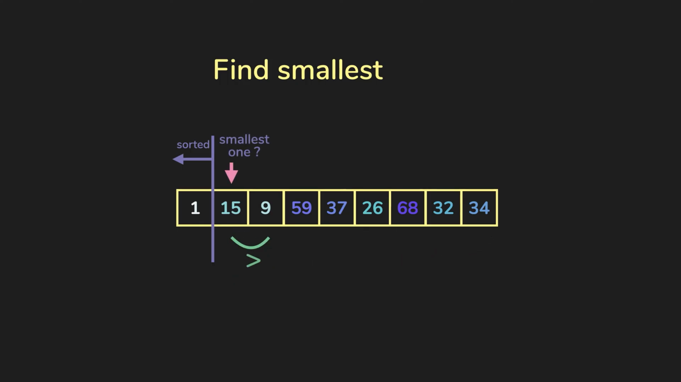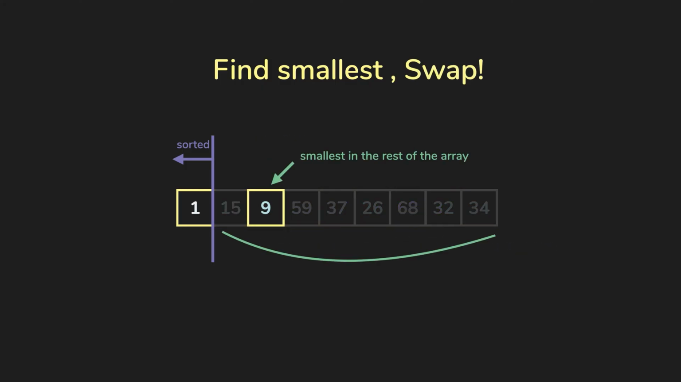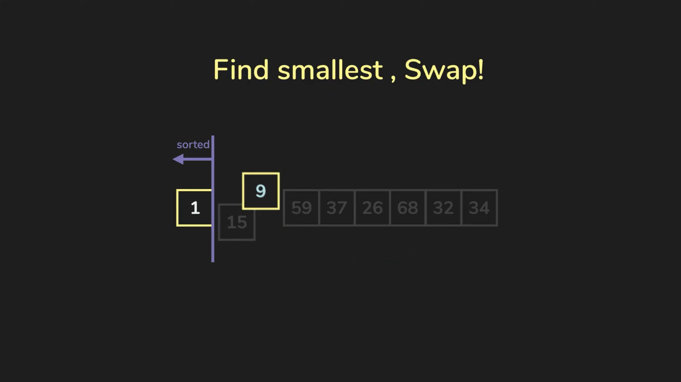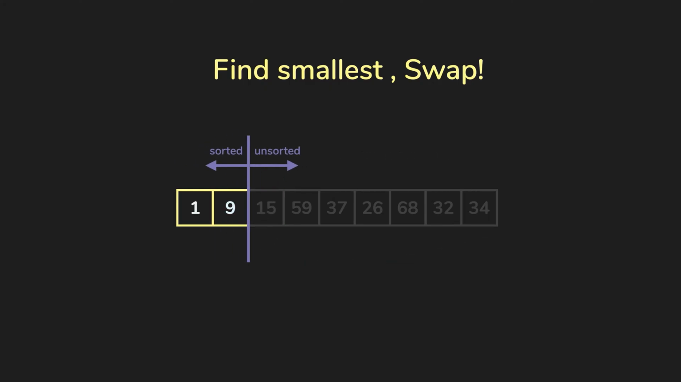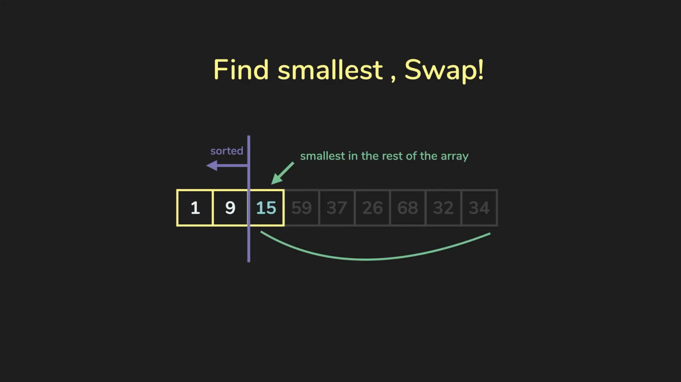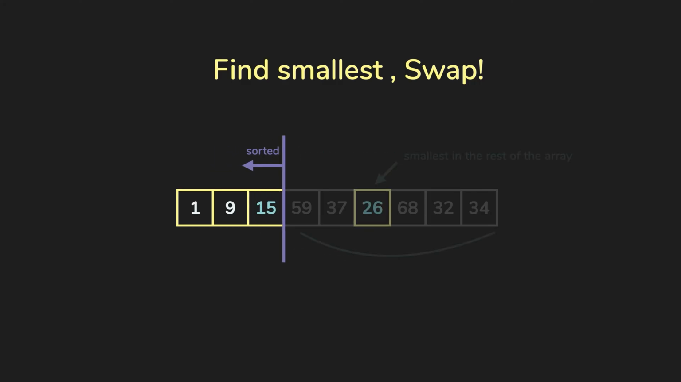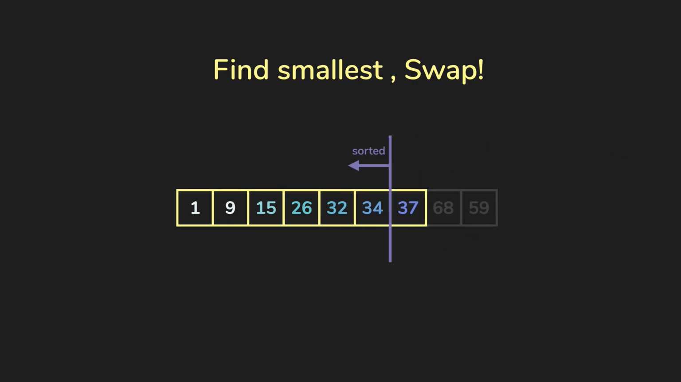This time, we find the next smallest element, which would be the smallest one in the rest of the array, and swap it with the second position. So the left part of the array is the sorted side, and the right side is the unsorted side. We can sort the whole array by repeating the process of swapping the smallest element of the right side to the left side.